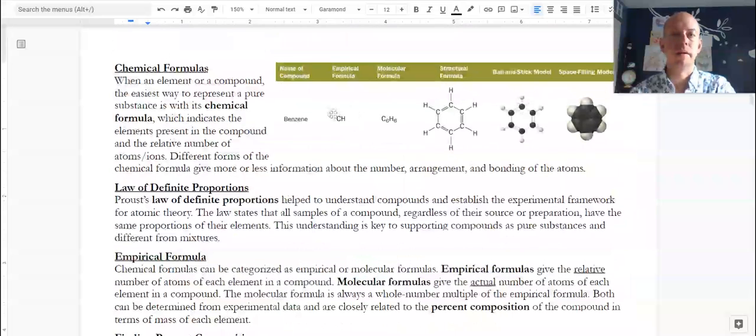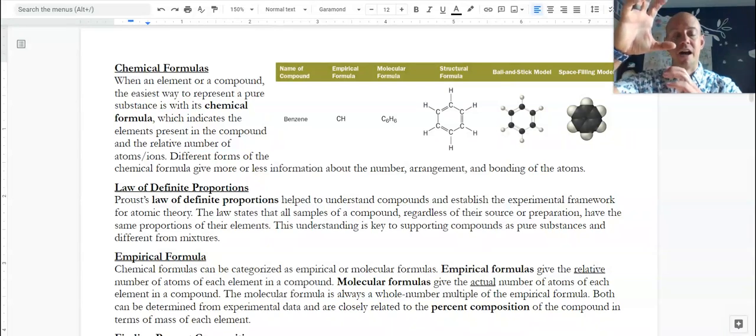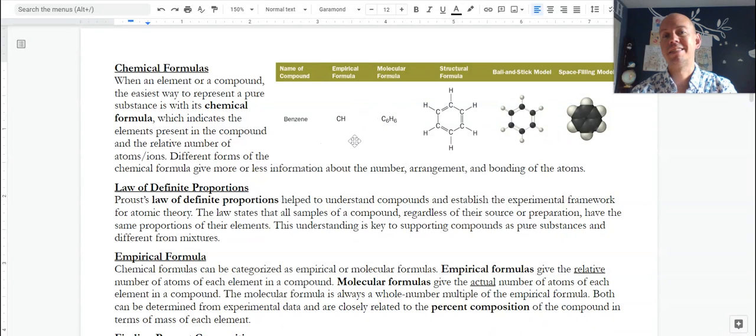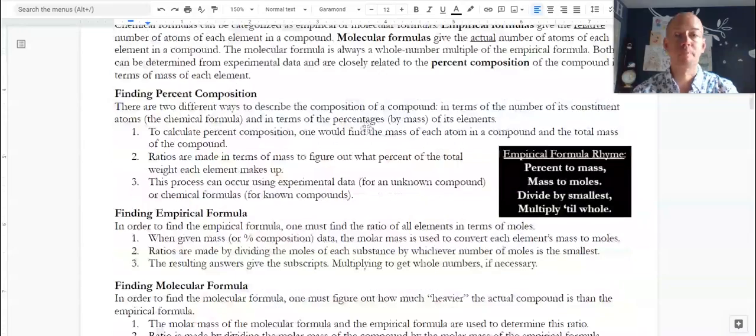Up here, the empirical formula, that would have a molar mass of about 13. So what we would do would be dividing a number that's like in the high 70s, about 80, divided by 13 comes out to right around 6. That means the full compound is 6 times heavier than that 1-to-1 ratio right there.